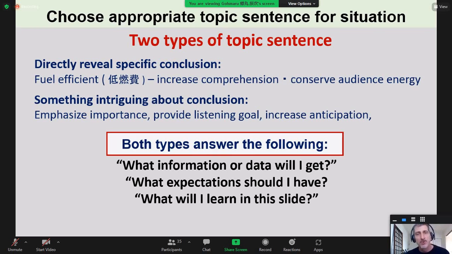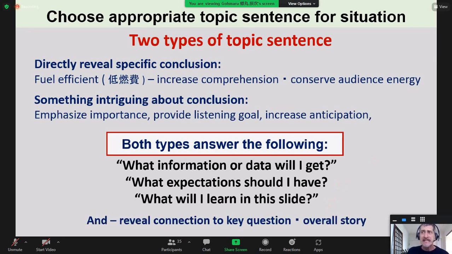On this slide, I will show you the results of the experiment. It does not answer these questions. It answered about half of the first question. It does not answer the second question. It does not answer the third question. So I'm going to show you the results on this slide. That is not a topic sentence. Okay. And ideally, it should also reveal the connection to the key question and the overall story.